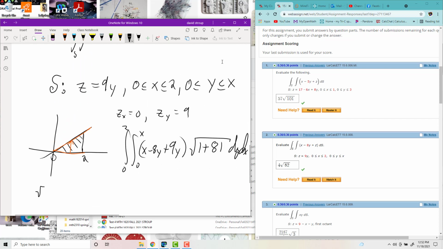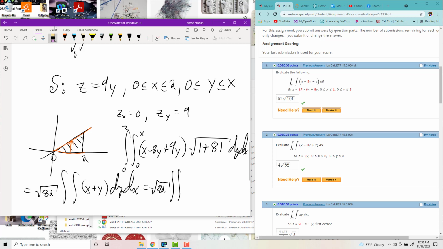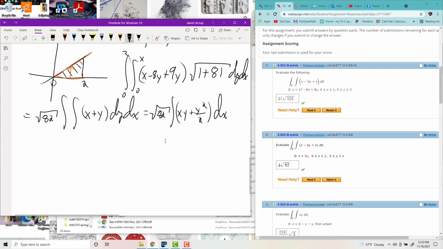So you could factor out the square root of 82, and x minus 8y plus 9y is x plus y, dy dx. So this will be square root of 82 times the double integral. Let's go ahead and integrate with respect to y. So we'd have xy plus y squared over 2, times dx, and we have to evaluate that from 0 to x.